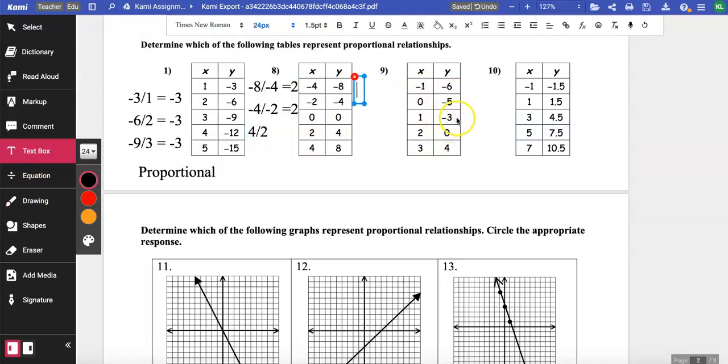Let's keep going on the next one. This one's definitely not. I can tell already that negative 3 over 1 and negative 6 over 1 are not going to end up being the same. So this one's definitely not proportional.